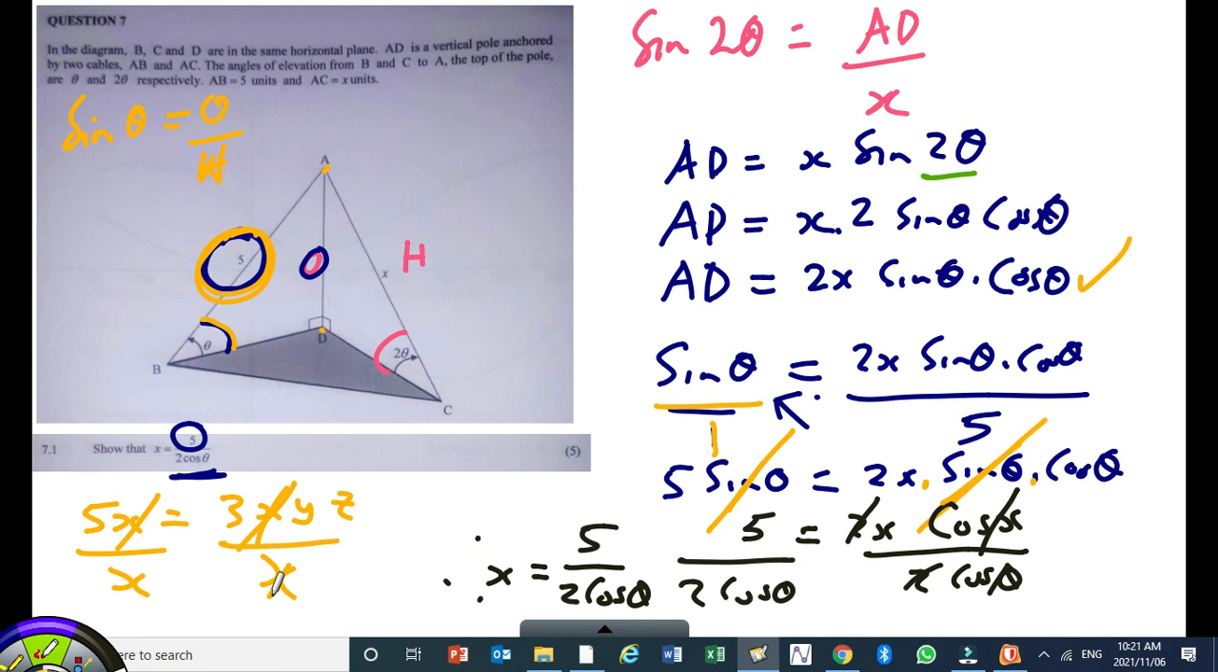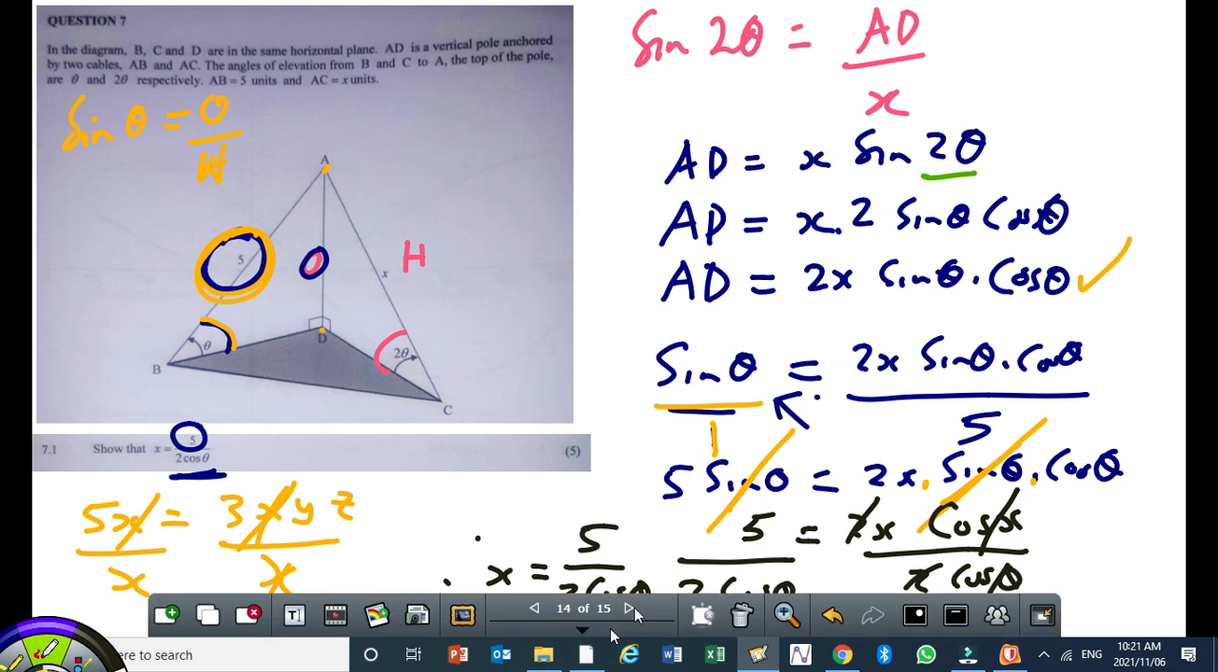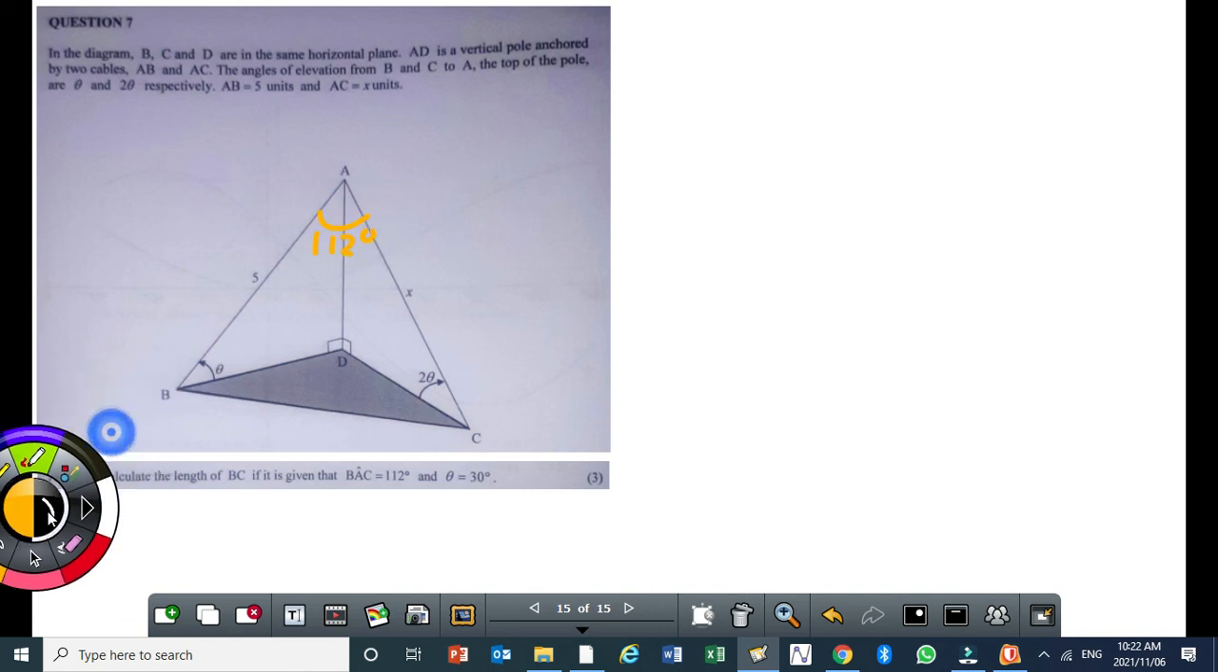Right. The last question before we go. The last question now, this is now easy. It says, calculate the length of BC if it is given that BAC is 112. So this angle, that's BAC, is 112 degrees, right?